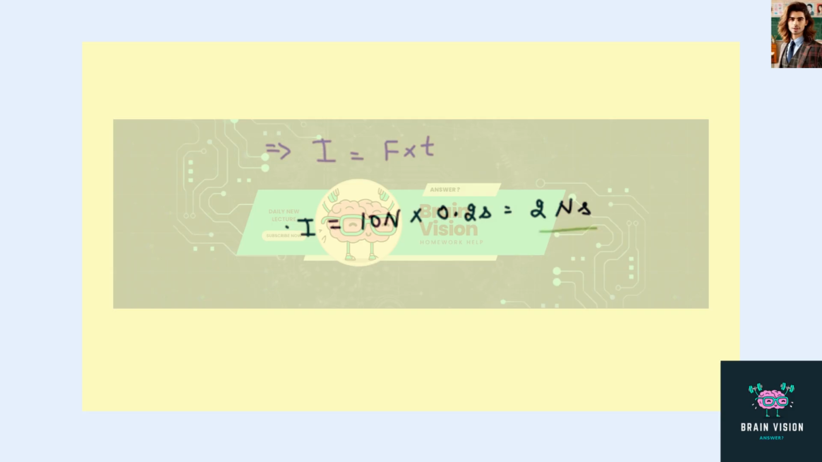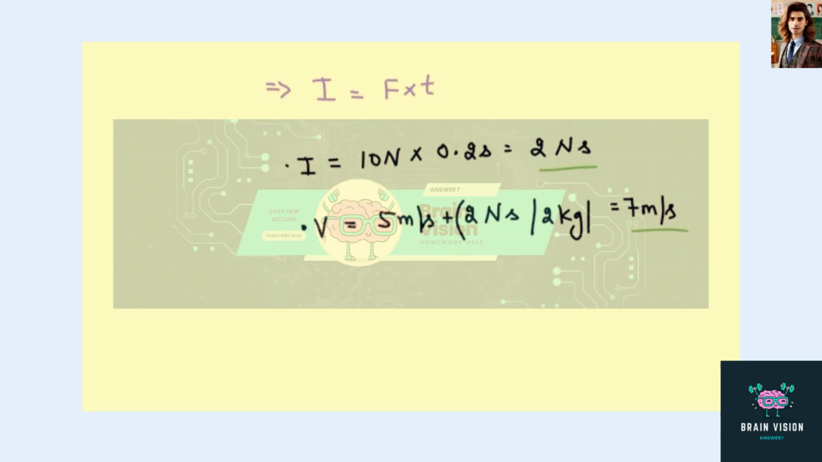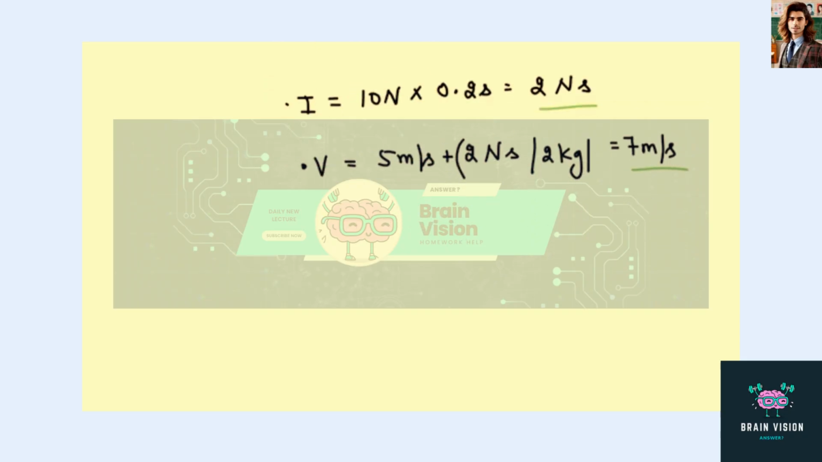Now, the final velocity of the stone is given by v = 5 m/s + (2 N·s)/(2 kg), and that comes out to be 7 m/s. Now, the direction of the final velocity is to the right.